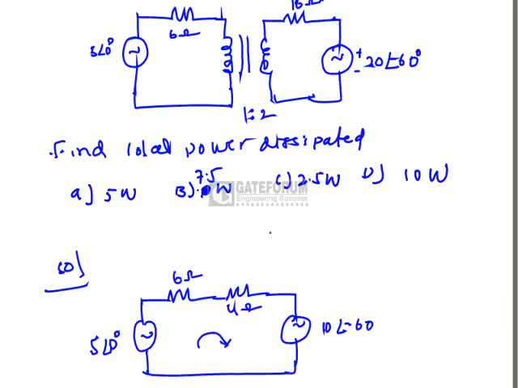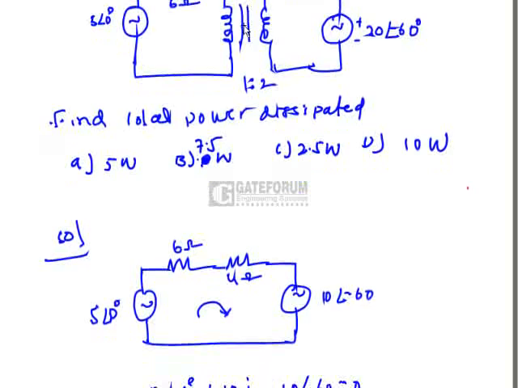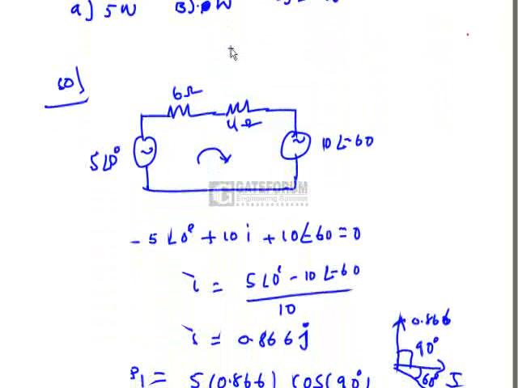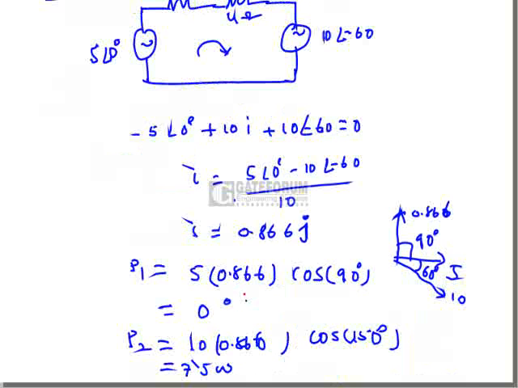After finding that, we will find the current, and the current is simply, after applying the KVL, 5 at an angle 0 minus 10 at an angle minus 60 by 10. So if you solve for this, the current will be 0.866 J. Now after finding that, we will find the value of P1 and value of P2. So the value of P1 and value of P2 is 0 watts and 7.5 watts. So this is the total power generation in the network.